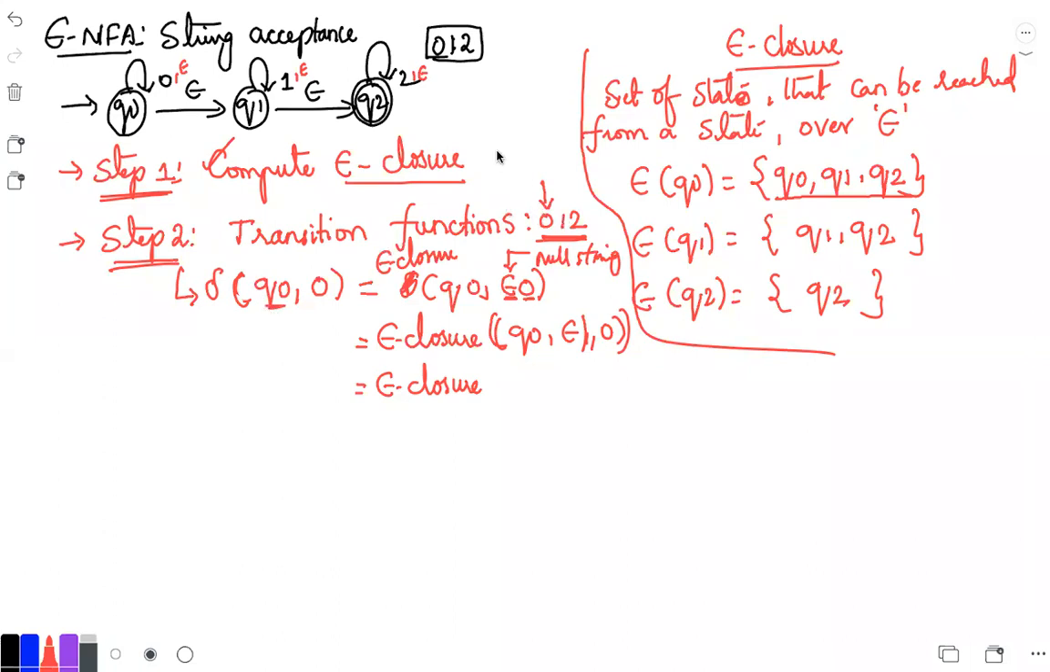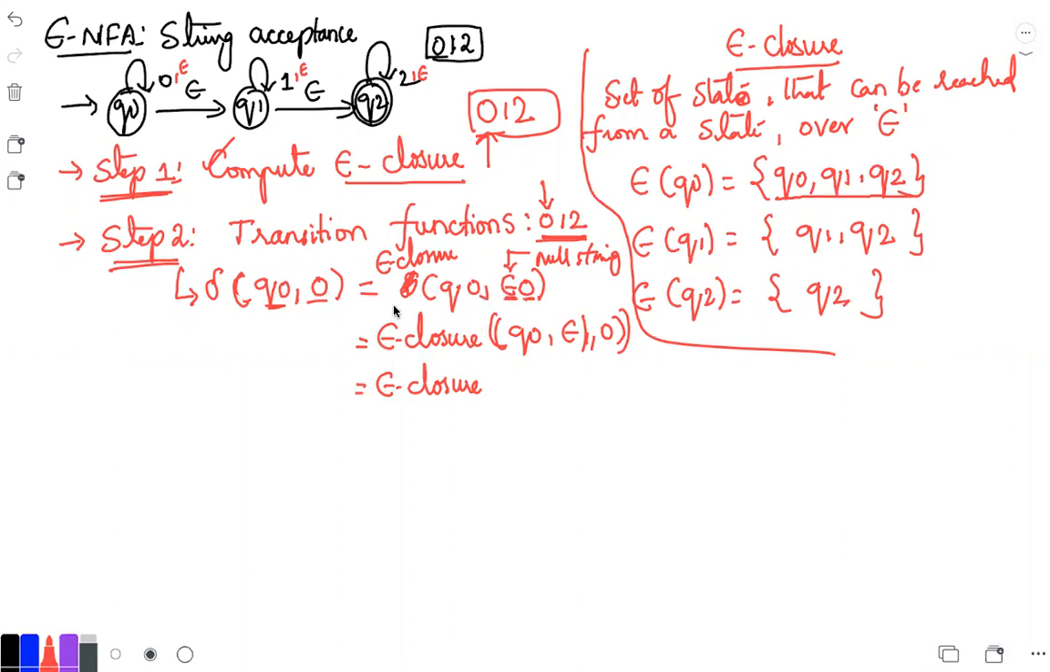You take the first input character. My input string is 0, 1, 2. I should take the first character 0. So I'm writing Q naught comma epsilon 0. I'm just assuming a null string, it won't make any significant difference. I'm adding Q naught comma epsilon 0. For all this, the transition function will be epsilon closure, because we are dealing with Epsilon-NFA. So delta of Q naught comma 0 is epsilon closure of Q naught comma epsilon 0.